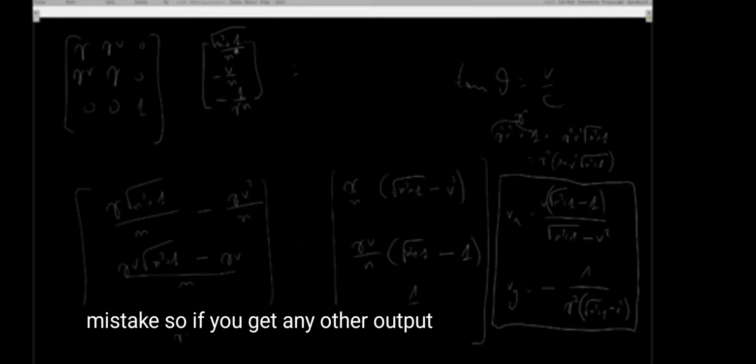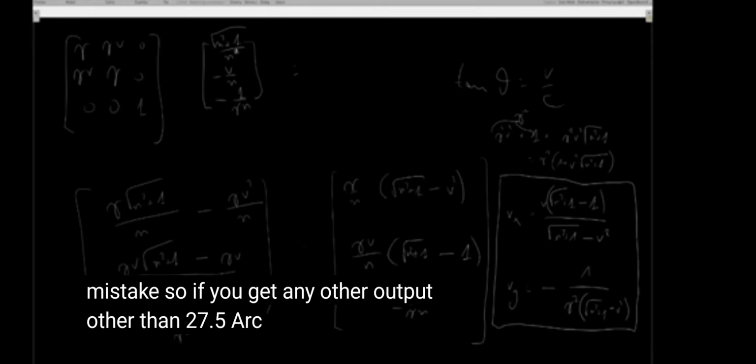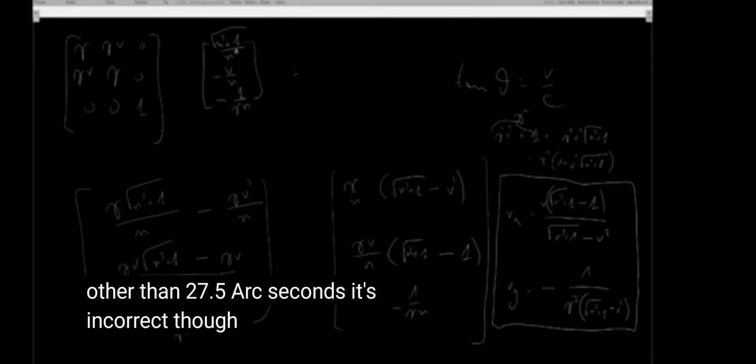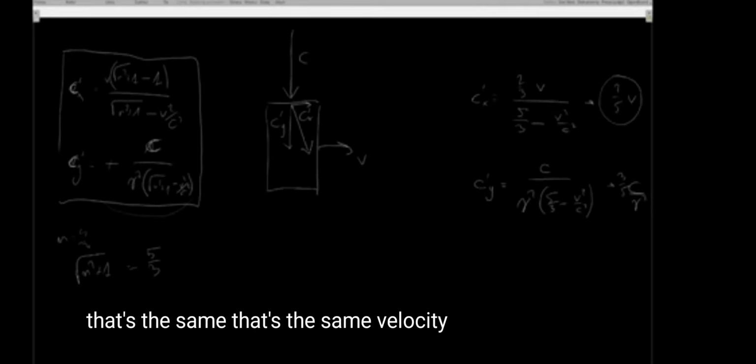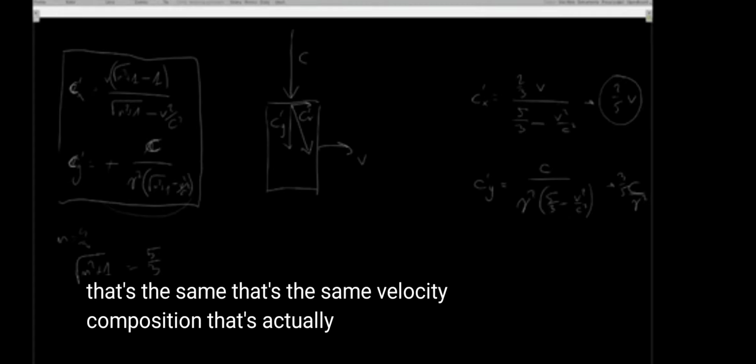So if you get any other output other than 27.5 arc seconds, it's incorrect. No. Yeah. So that's the, no, but same. The thing is, that's the same velocity composition that's actually used.